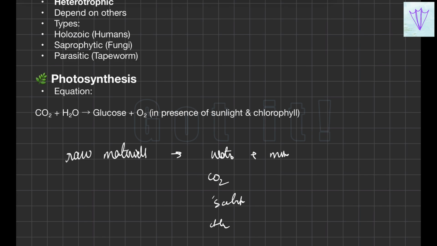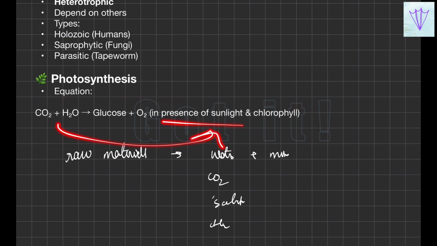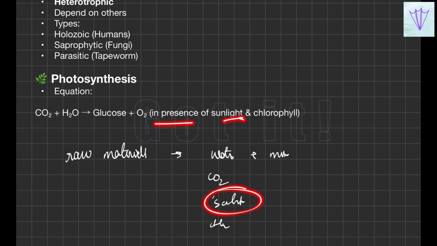The equation to represent photosynthesis is CO2 plus H2O in the presence of sunlight and chlorophyll will give rise to glucose plus O2. So the raw materials are water and minerals, CO2, and in the presence of sunlight and chlorophyll. All these will be mentioned in the equation, and you have to write this equation when asked, and also write the process by which photosynthesis happens and the products which we get out of this.